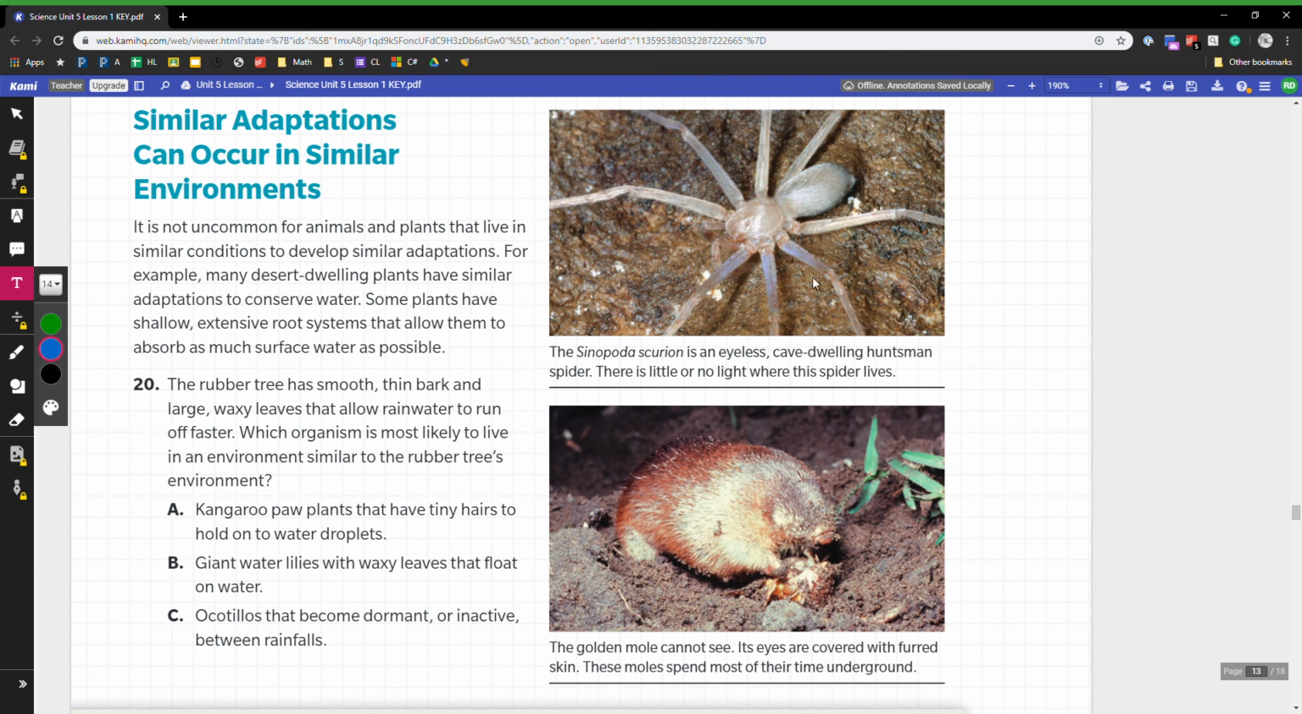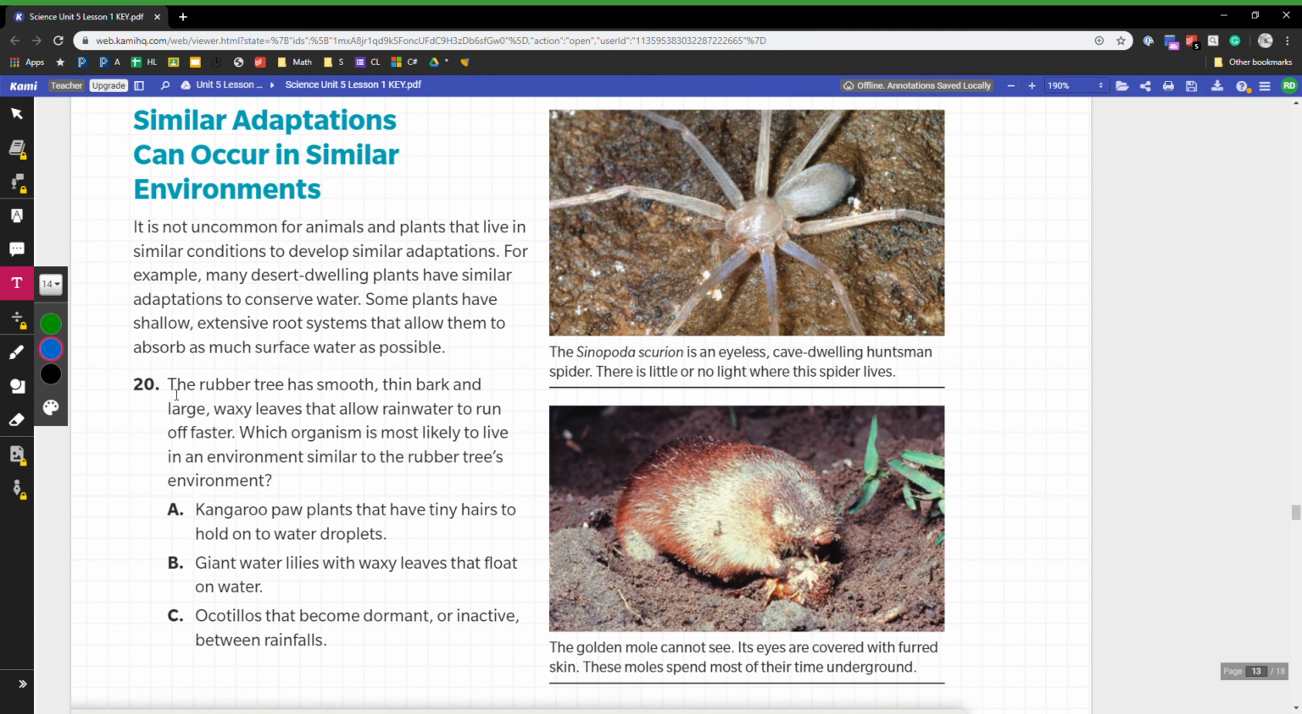And so they're both very distantly related, they're not similar organisms at all, spiders and moles, but they both don't have eyes. And so that's talking about why, because they live in similar environments, they both have created this adaptation where they don't need eyes. And it might seem silly that your eyes would disappear, but if you're not using them, then it's just a waste of energy. So they'll kind of evolve away.